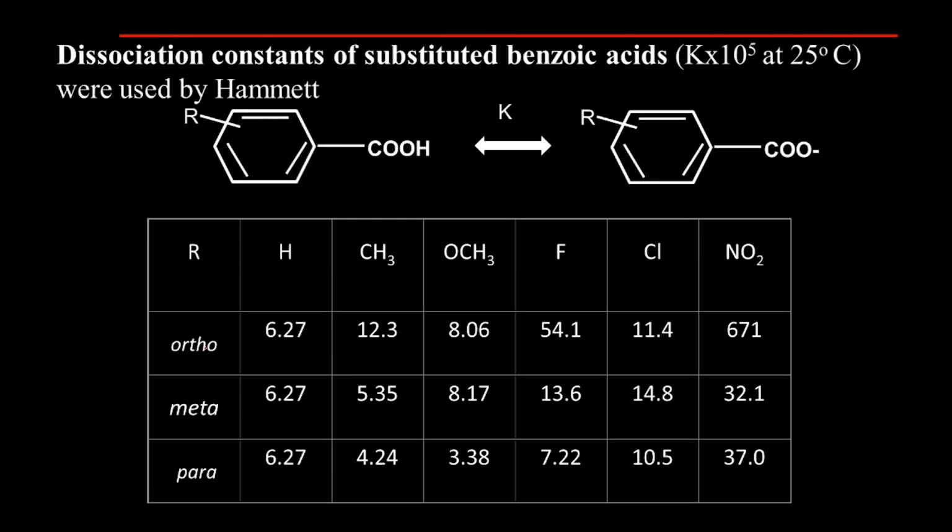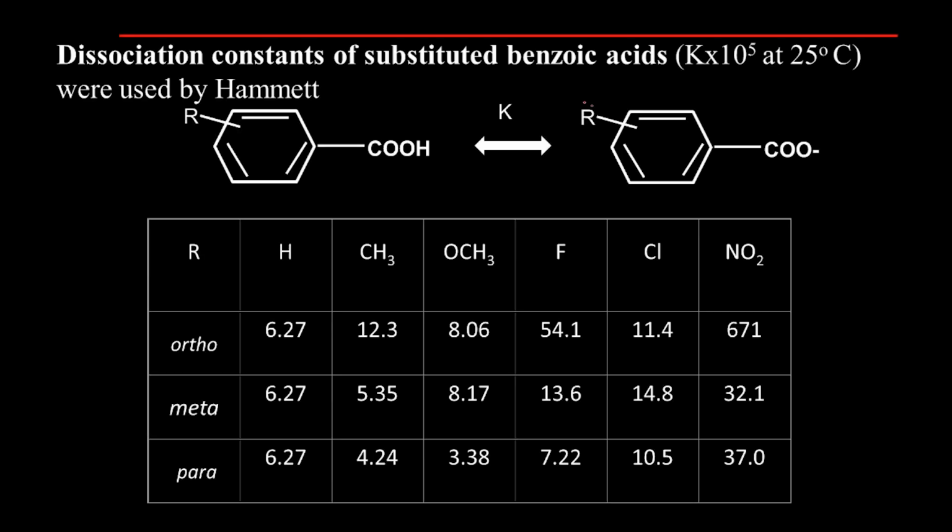We started with the electronic descriptors, which were used by Hammett. This is the dissociation constant of substituted benzoic acid. These are called substituted benzoic acids, and these benzoic acids can dissociate. You have a dissociation constant here, and they dissociate into the acid form COOH and COO minus, and so on. That is the substituted benzoic acid.